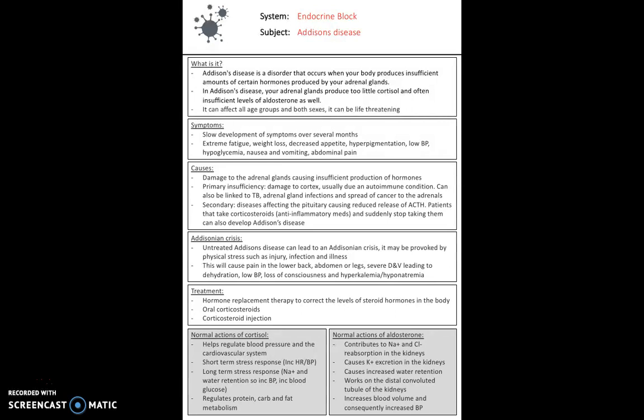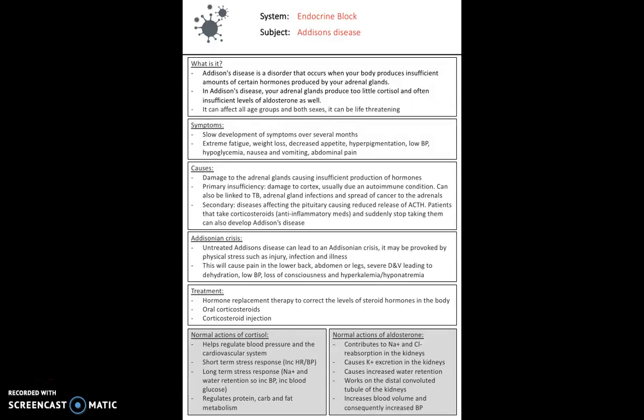It's also important to be aware of something called an Addisonian crisis, and this is an untreated Addison's disease, which leads to an absolutely massive attack of lower back pain or abdominal pain, severe diarrhoea and vomiting leading to dehydration, low blood pressure, floating in and out of consciousness, and hyperkalemia and hyponatremia as well. But basically, Addison's disease is those low levels of aldosterone, low levels of cortisol in the body.